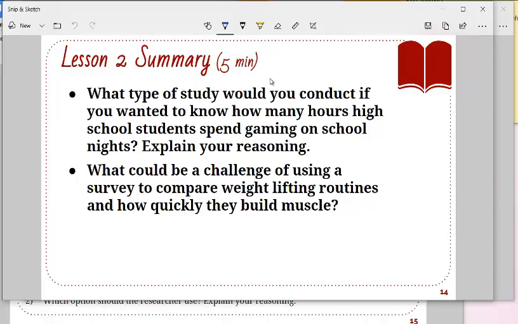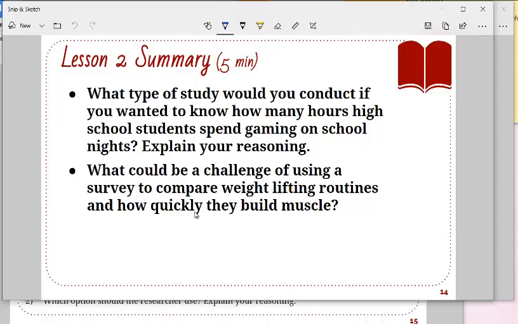So what type of study would you conduct if you wanted to know how many hours high school students spend gaming on school nights? I gotta tell you, I am not going to do an observation for that one. And you shouldn't either, because that means you are going to one person's house and kind of watching them and kind of being a creeper. And that's not cool, alright? Don't go doing that. So when we're thinking about what type of study, I think a survey would be best. We could ask people to give us a number of how many hours they spend gaming per night.